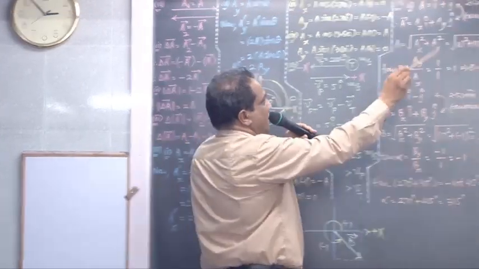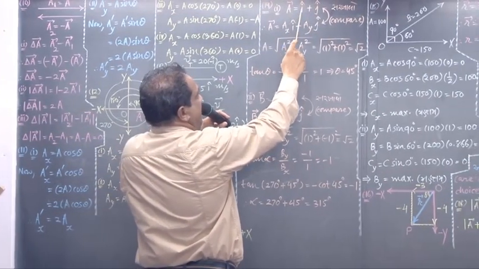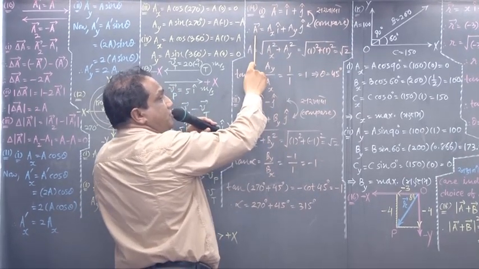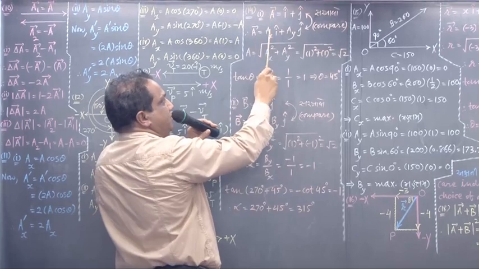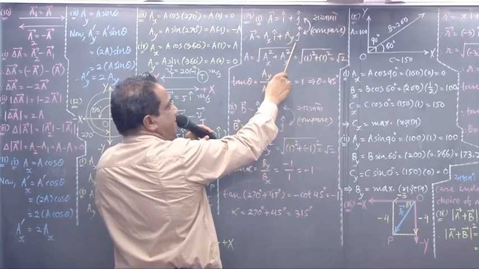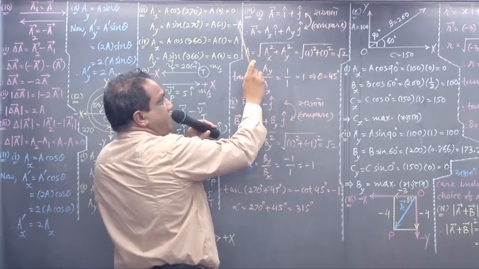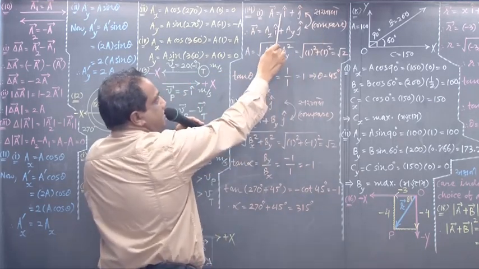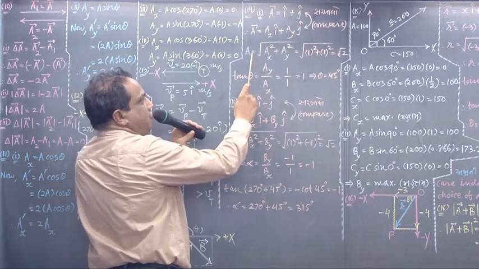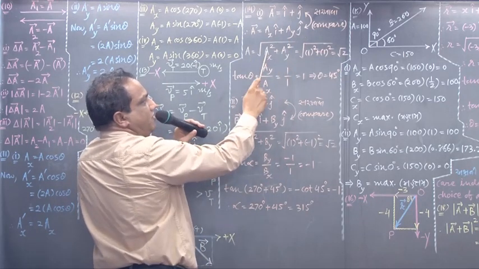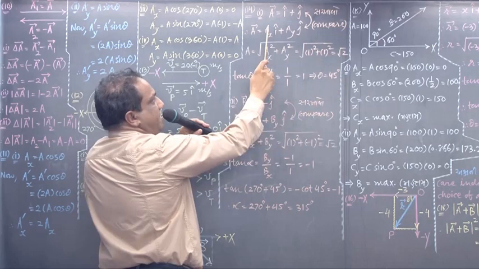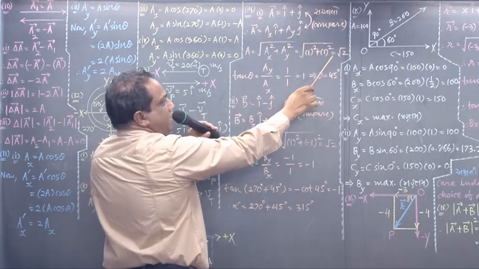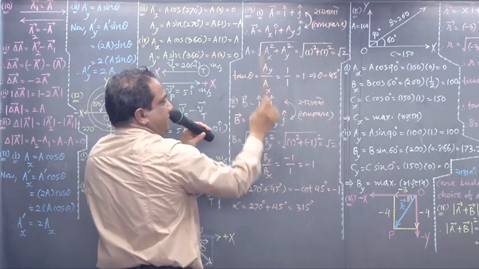Look, vector A, they have given i hat plus j hat. But don't you know the standard equation for vector A? In 2 dimensions, the representation of a vector is Ax i hat plus Ay j hat. Compare: Ax is 1, Ay is also 1. So what is A? Under root of Ax square plus Ay square. Put in 1 and 1, and you will get under root 2, which is the magnitude of vector A.